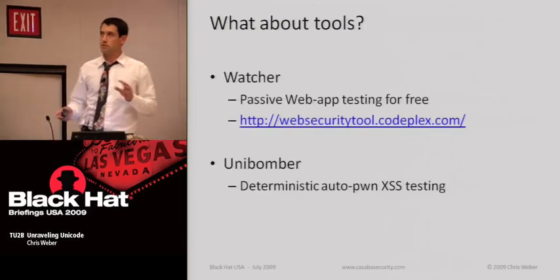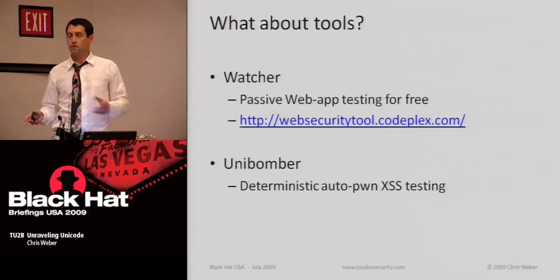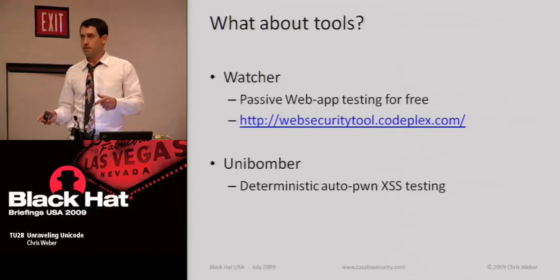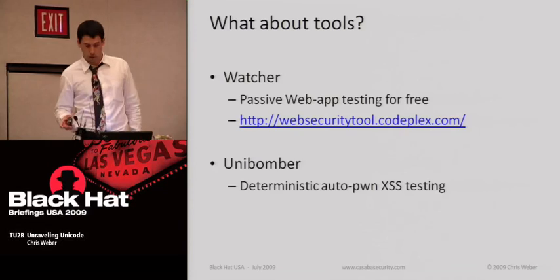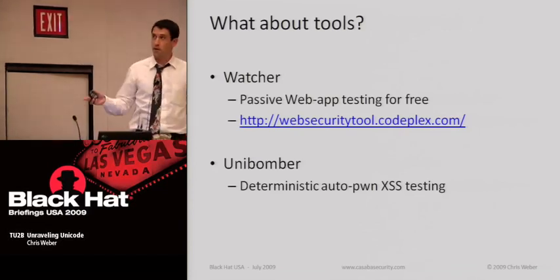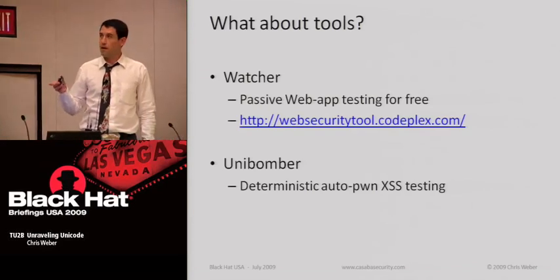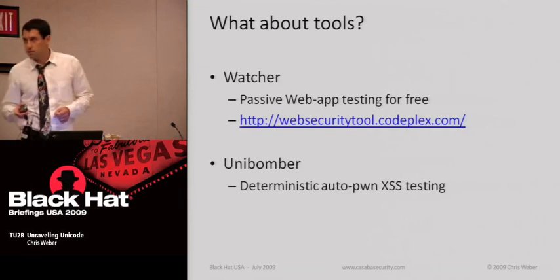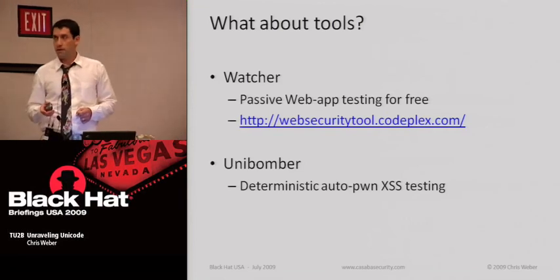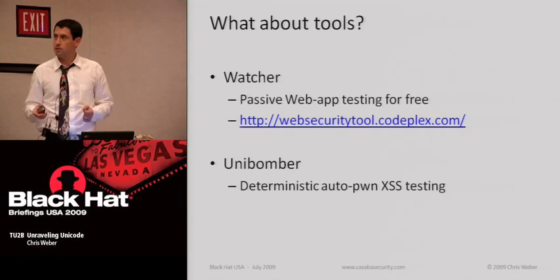So I wanted to get some tool announcements out of the way rather than try to save them for last, because like Ray said, I do have a lot, so I may spill over into lunch a little bit, but I'll try not to. We have an open source tool called Watcher that was released that is a web application testing tool, and the URL for it is right here, and it also covers some of these Unicode cases. So I wanted to point that out if you want to go grab that and run it against your web applications. It's a passive tool, so it's really easy to use.